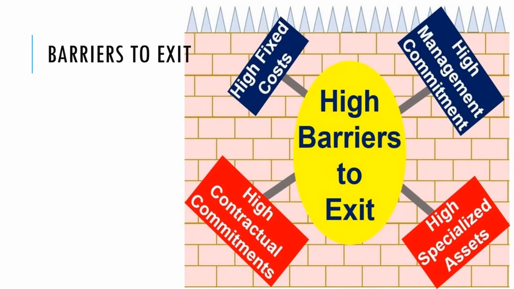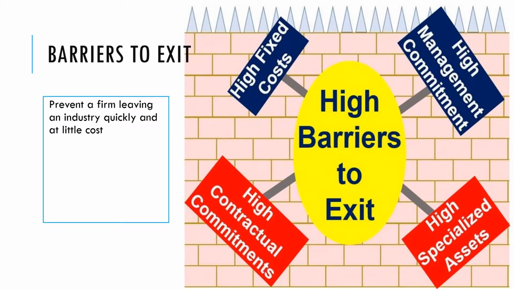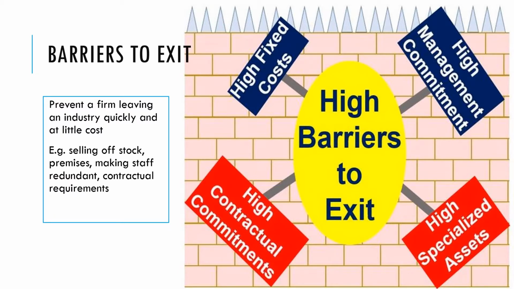Sometimes we have barriers to exit, so actually it might be quite hard for a firm to leave the industry. Or it might be that it costs quite a lot to leave the industry. So for example, selling off stock or premises, making staff redundant. We might have contracts in place that mean we can't just renege on the contract and leave the industry. However, these are normally quite low.